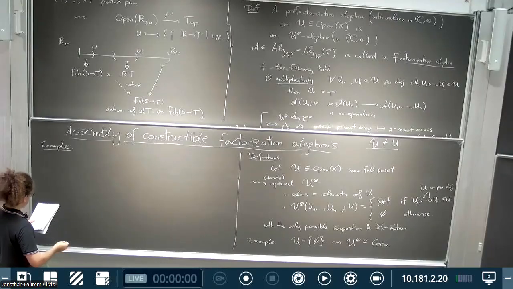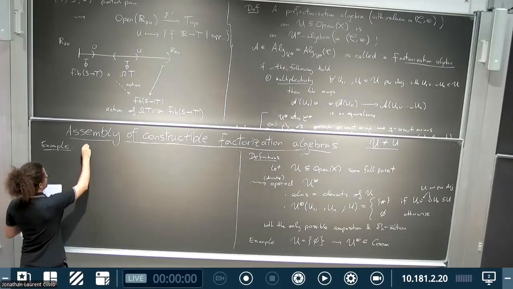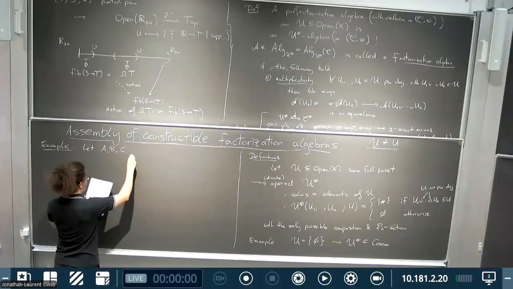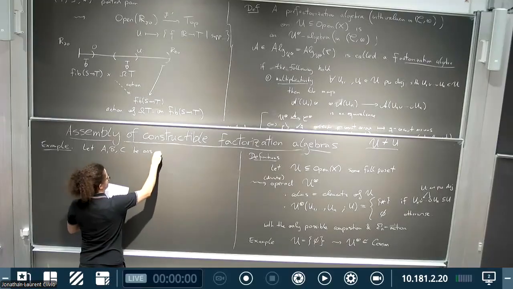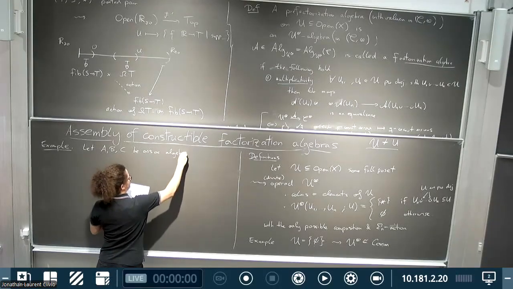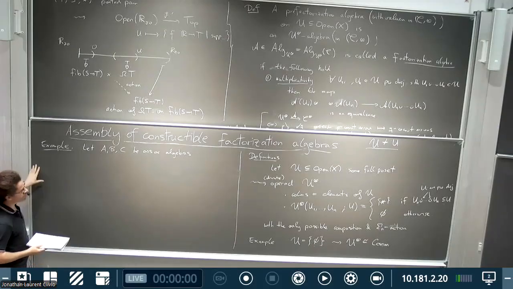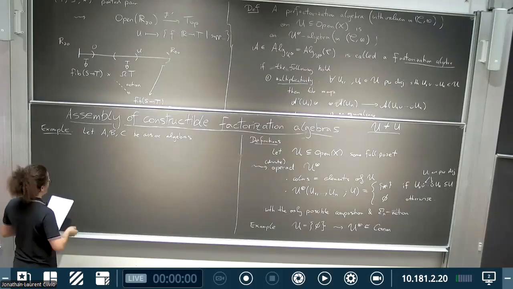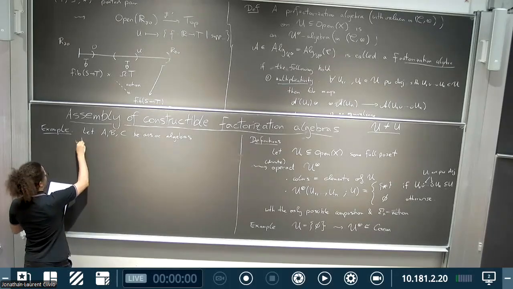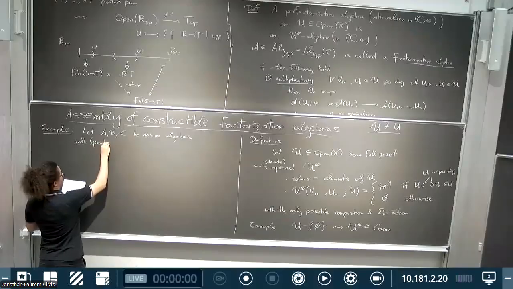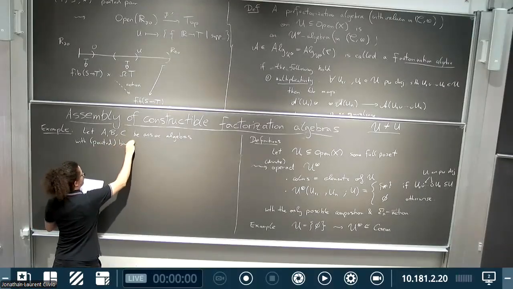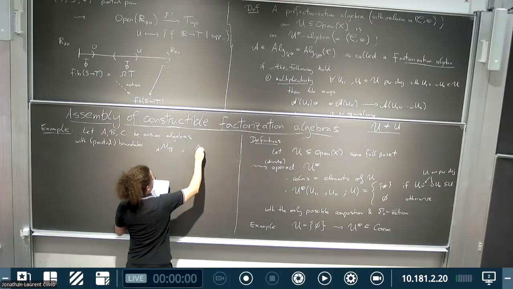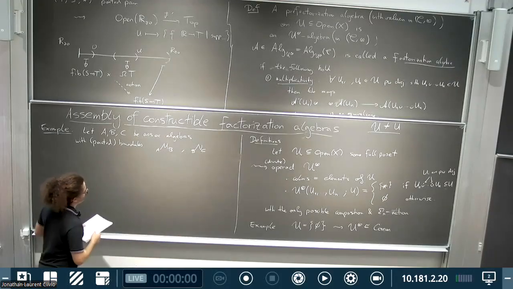So, let's say that A, B, and C are associative algebras. I'm going to be a little bit vague. You can take them to be strict algebras if you want, or some E1 algebras if you like. And let's say we also have some pointed bimodules. So let's say we have an A-B bimodule M and a B-C bimodule N.